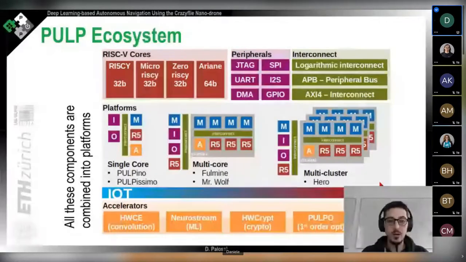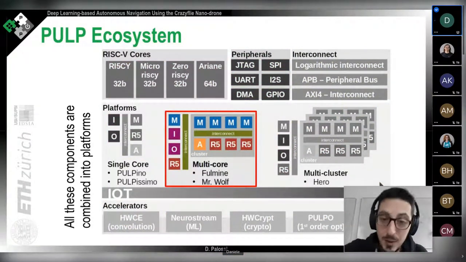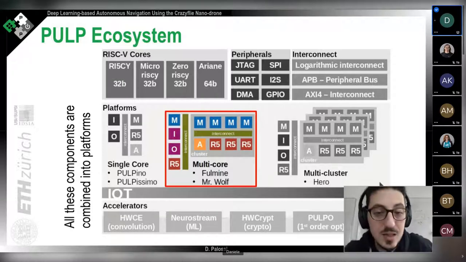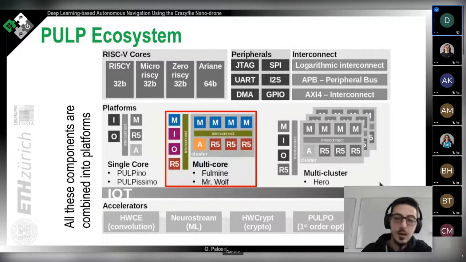And in the middle, you have the architectural template that is used in this application of autonomous nano drones. I will refer to this from now on for the rest of the talk. This architecture is organized with one cluster, so you have one domain with multiple identical instances of the same RISC-V core.